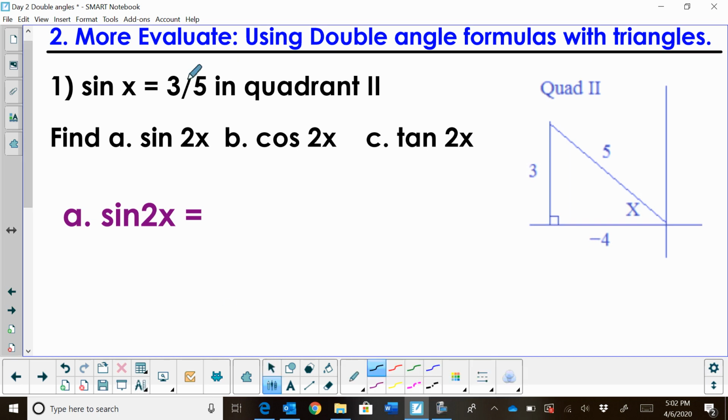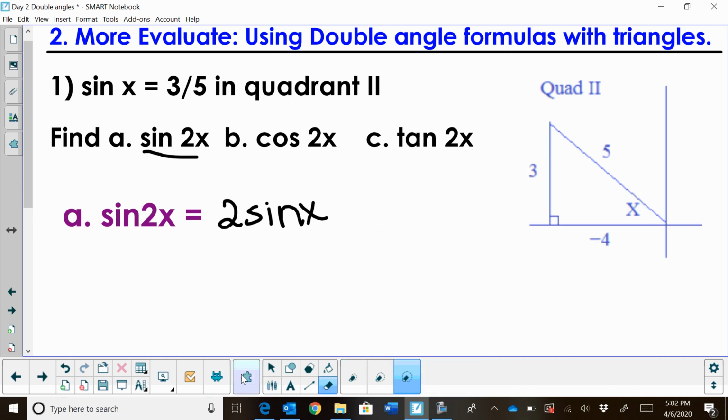So what I have to do is I have to think about first writing the formula down. So the sine of 2x is equal to 2 times the sine of x times the cosine of x. Oh, I don't know why it did that, but it jumped on me. Let's fix that. Times the cosine of x.